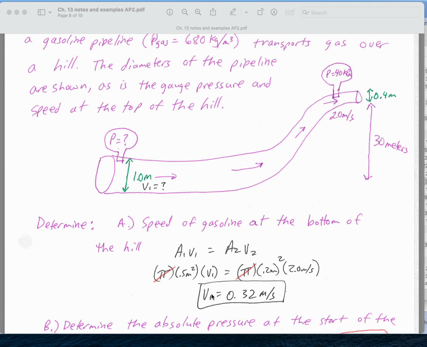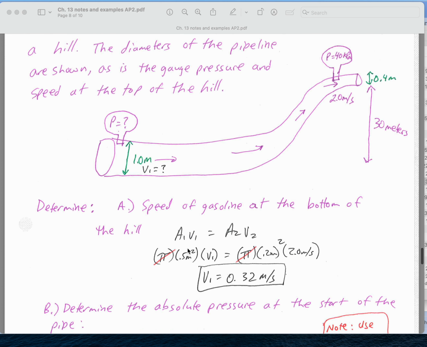If I wanted to know the volume flow rate, I would actually have to multiply this by pi. I don't, I only want to find the speed. This is a 0.4 meter diameter, so it's a 0.2 meter radius. So pi r squared, 0.2 meters squared times 2 meters per second. I end up getting 0.32 meters per second. So it's flowing much slower down here, which makes sense because it's a wider pipe.